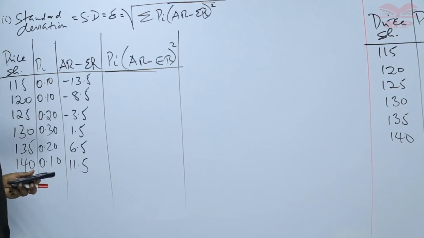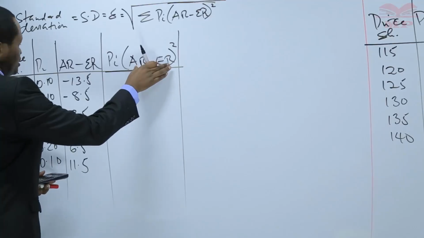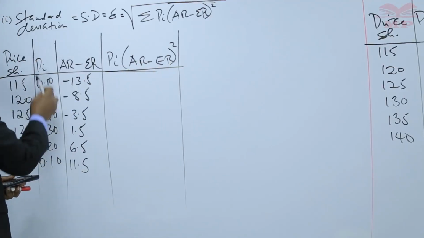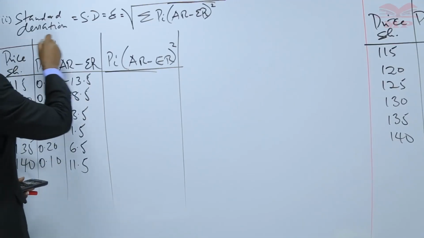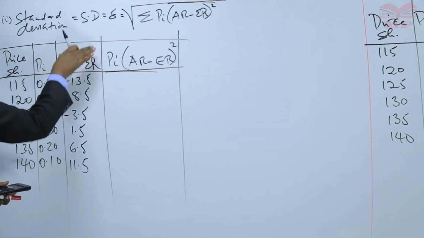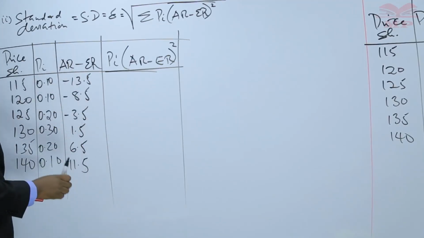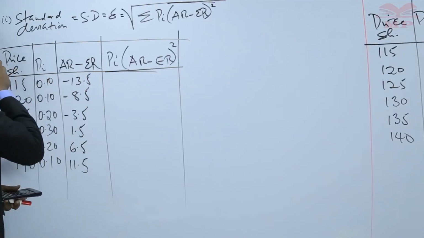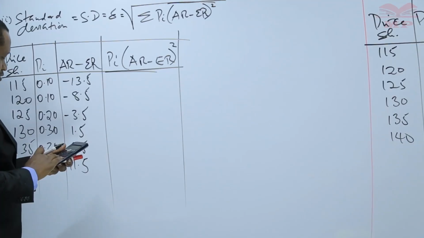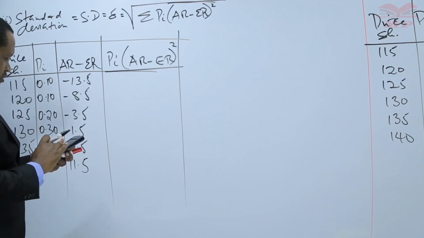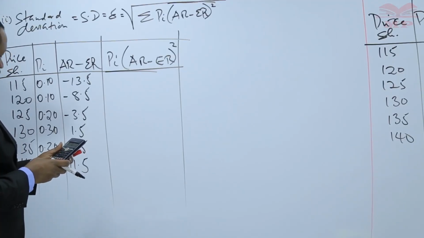So we will square the deviation, then multiply by the probability. We square this deviation. These are deviations because we are getting the difference between the actual and the expected. This is the expected return. So we will square 13.5 squared times 0.1.